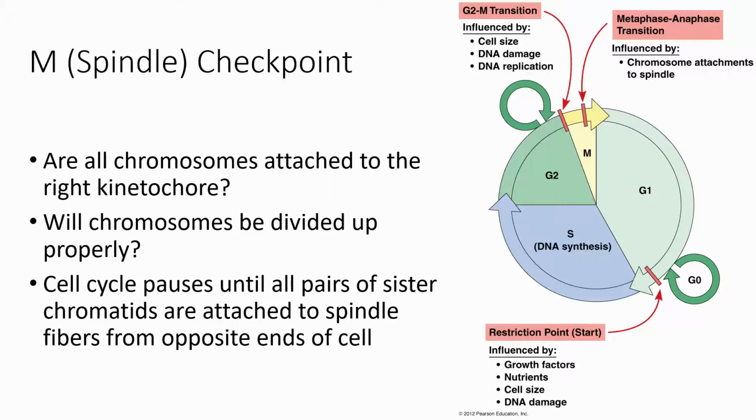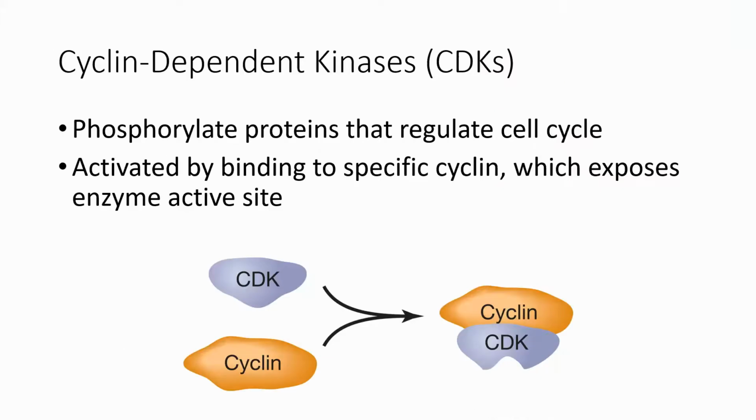And finally, the M checkpoint is basically, do you have your chromosomes attached to your spindle? This is to make sure that your chromosomes divide up properly, because if they don't, if you have a cell with a missing chromosome, it probably won't be able to function and it won't be able to survive. So until you have all those pairs of sister chromatids attached to these spindle fibers from opposite sides of the cell, you will not progress through the rest of mitosis.